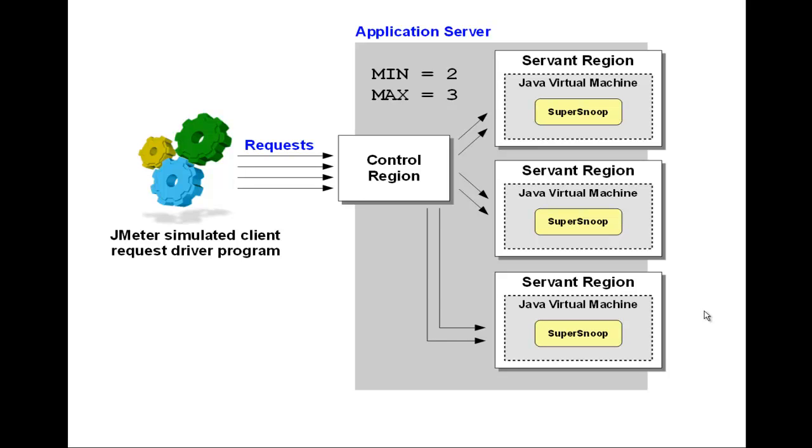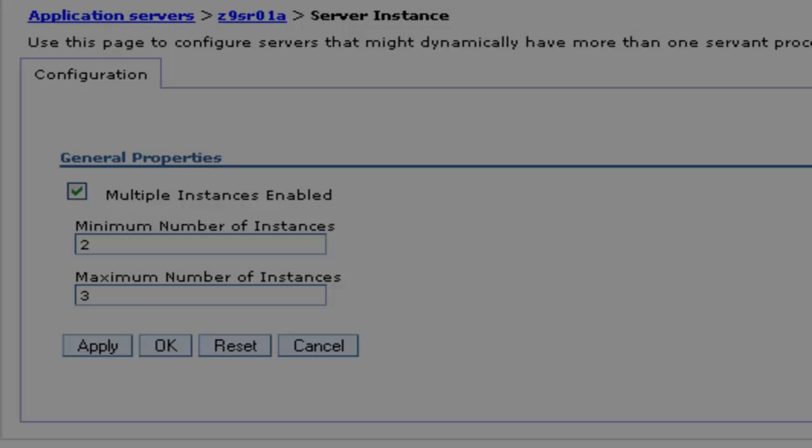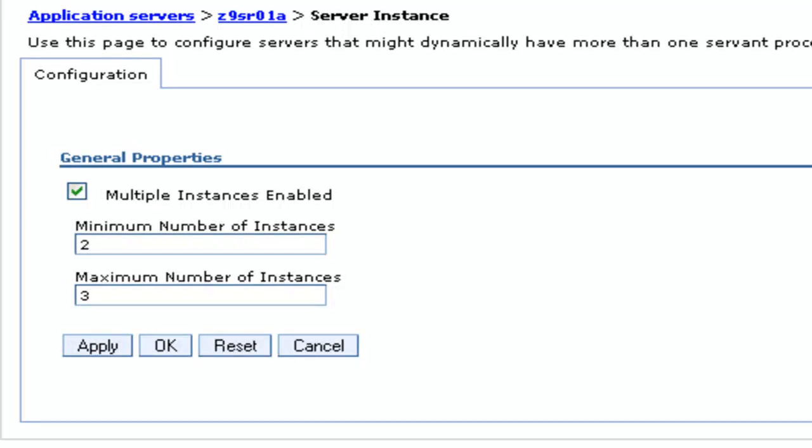Now it's not instantaneous. It takes a little bit of time because WLM is monitoring the entire environment and it doesn't want to start an additional servant if it doesn't really have to. But once it determines that it's a good thing to do, it will start it up. Here is the server instance definition showing a minimum of 2 and a maximum of 3. That allows us room for expansion.